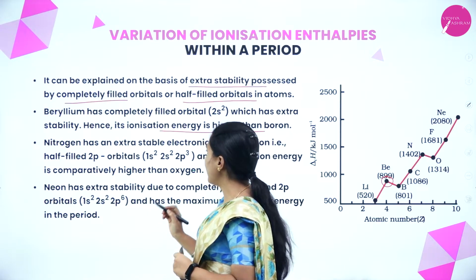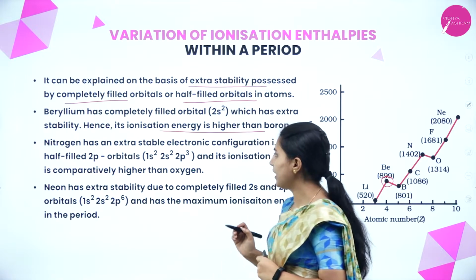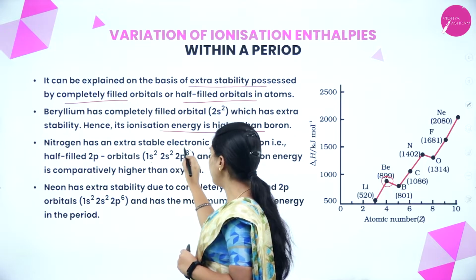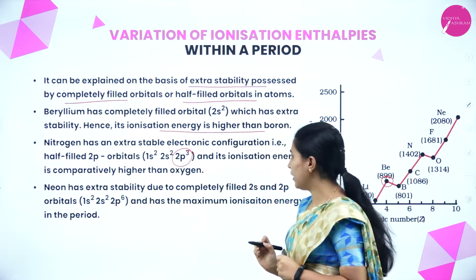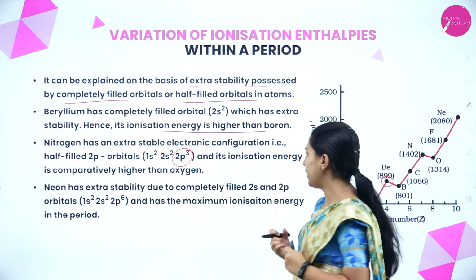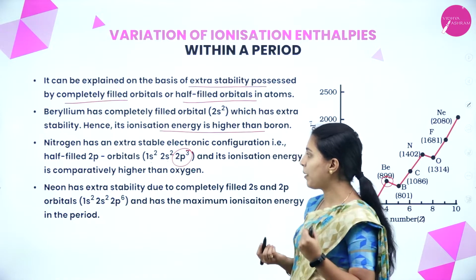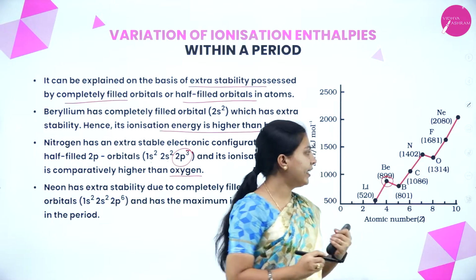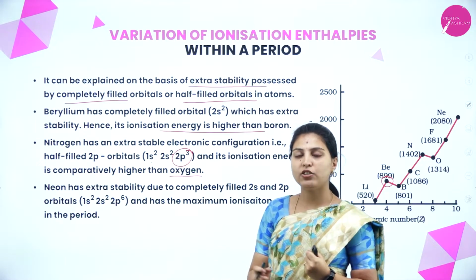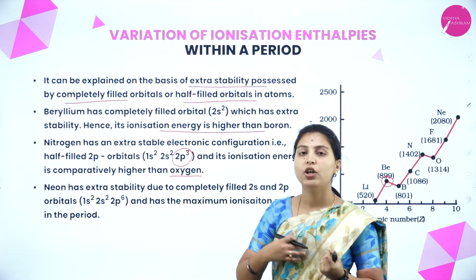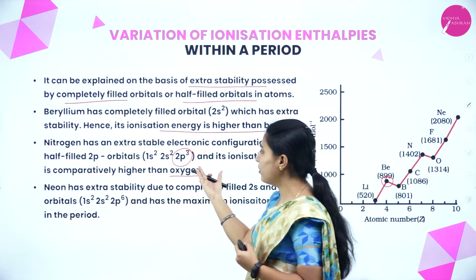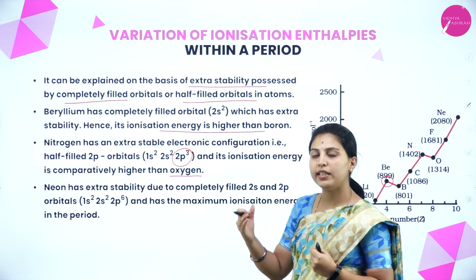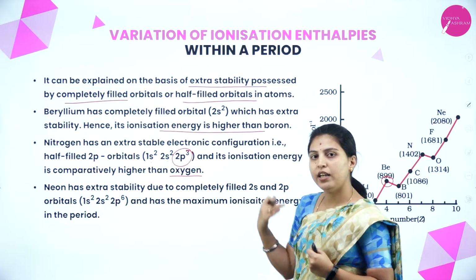Okay, nitrogen has an extra stable electronic configuration, that is half filled 2p. See here 1s2, 2s2, 2p3. This is a half filled orbital. So it is also having an extra stable configuration. Its ionization energy is comparatively higher than oxygen. Again, if we see oxygen, it is neither completely filled nor half filled. So, nitrogen is having half filled electronic configuration, so it is higher than oxygen.